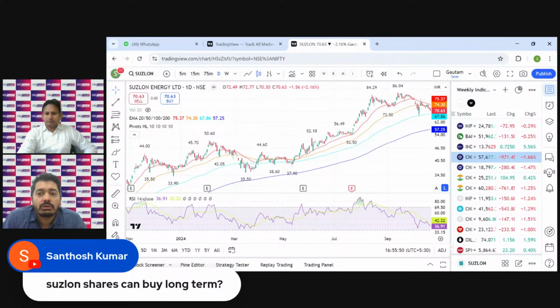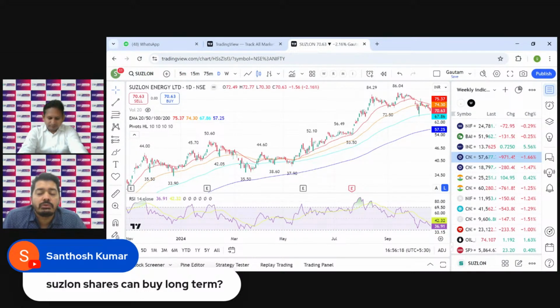So from a longer term perspective, if you want to accumulate the stock in a gradual manner, then between 55 to 60 levels would be a decent level to consider accumulating the counter. The all-time high of the stock is at 86. The counter is expected to be volatile by nature. This particular stock witnesses quite swift movements in either direction based on the news flows which come.